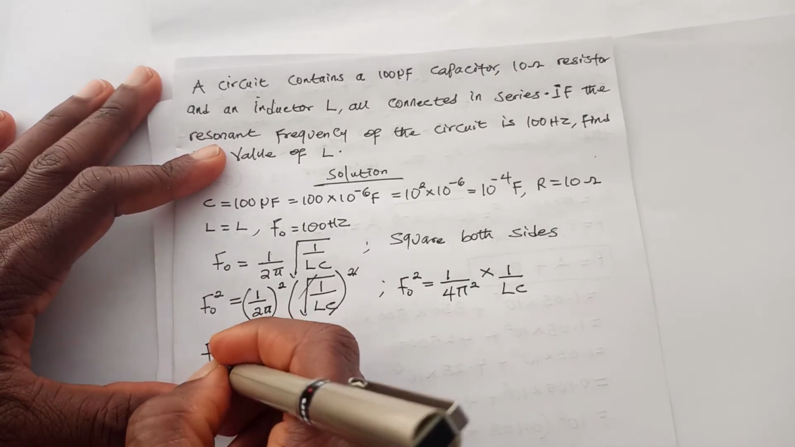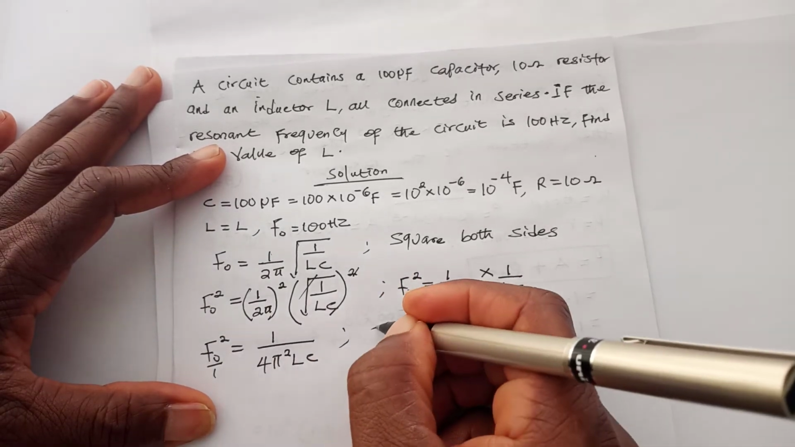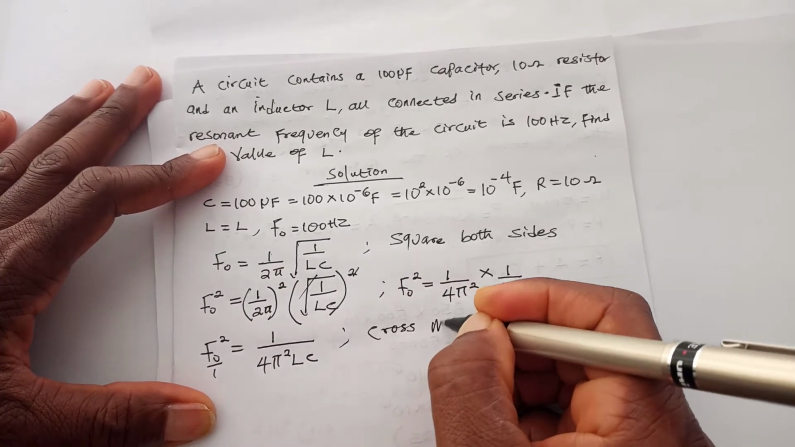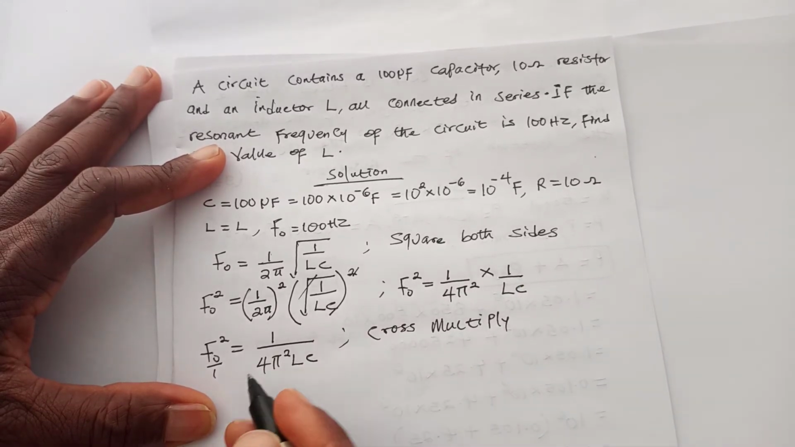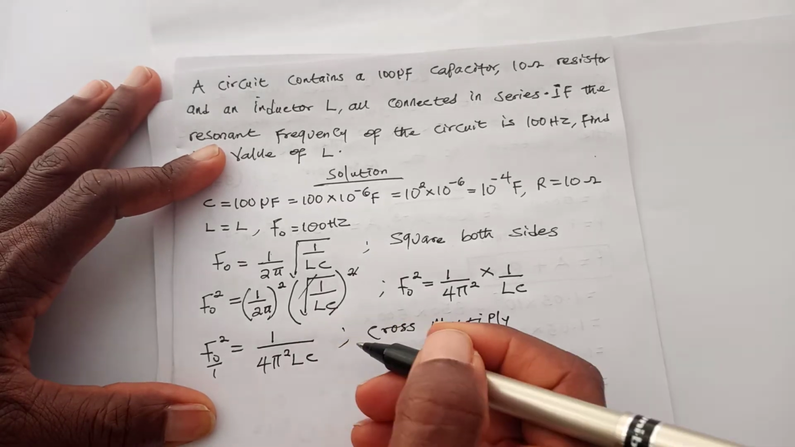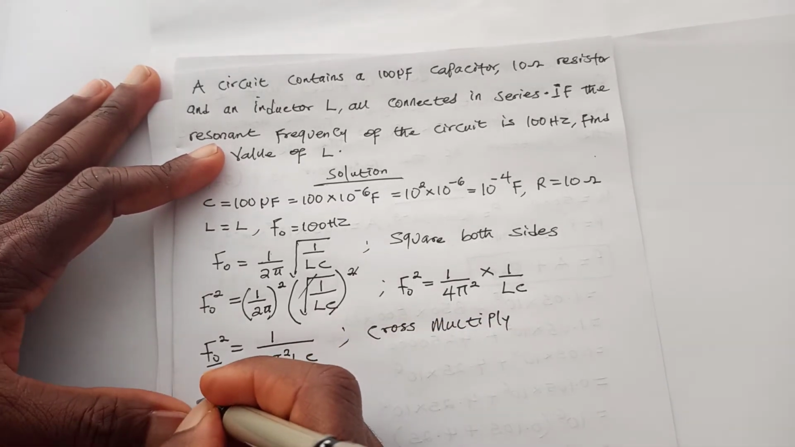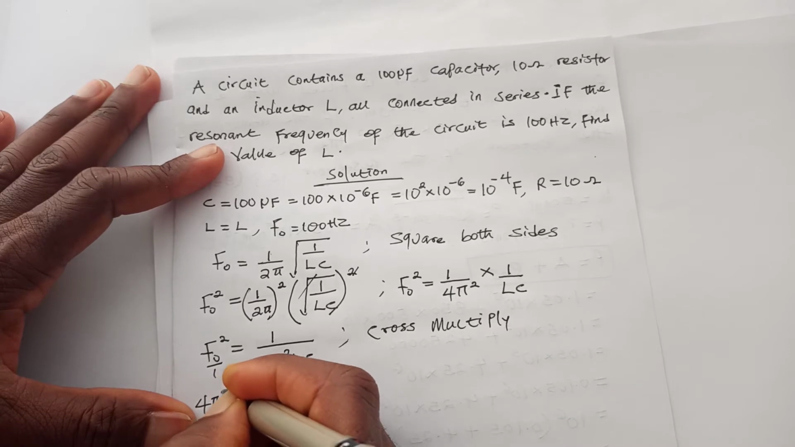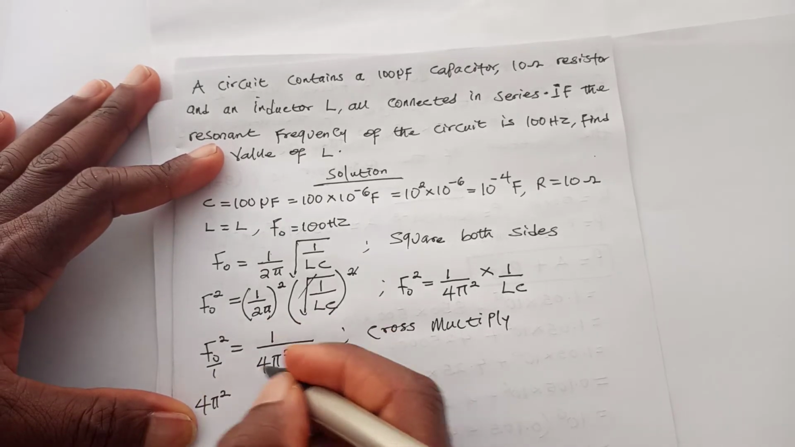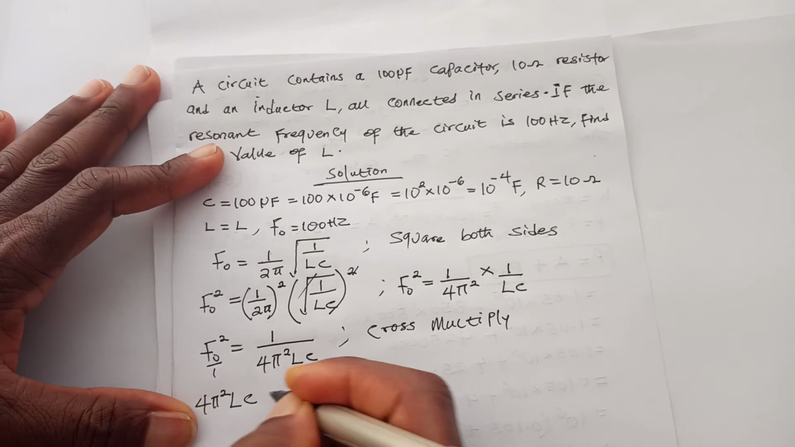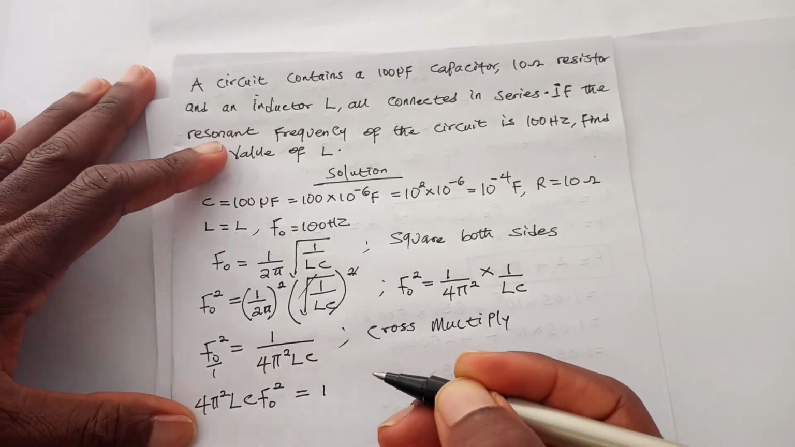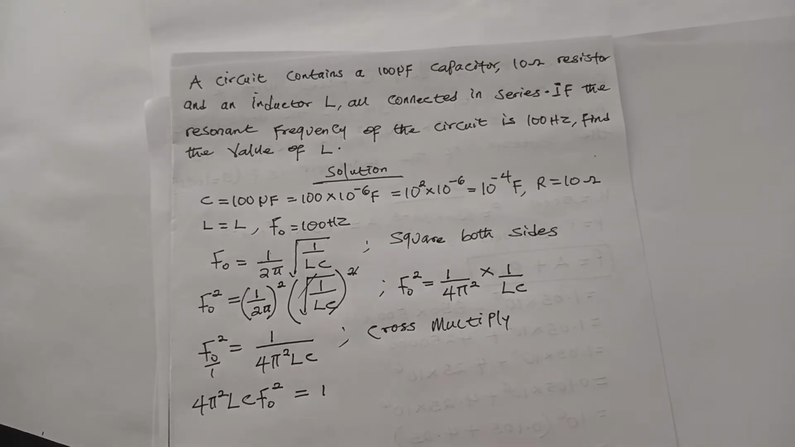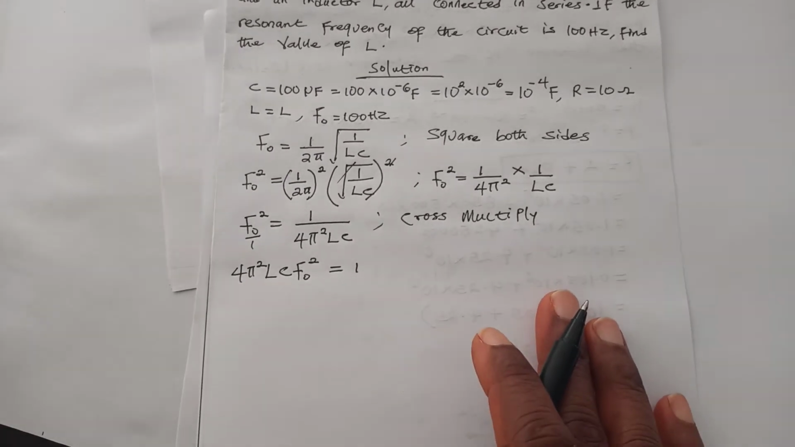Okay, why not let's try and cross multiply. I'm doing this so that I can make it easier for myself. So when you cross multiply, you're going to have 4 pi squared, that is these two together, 4 pi squared LC F naught squared is equal to 1. Yes, that is what you will be having.